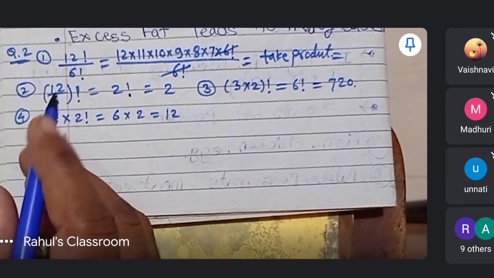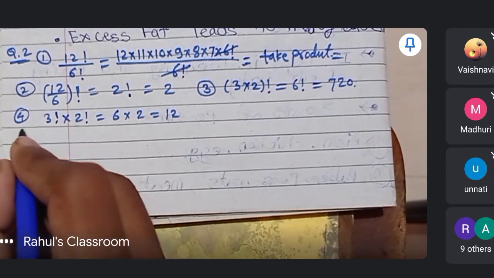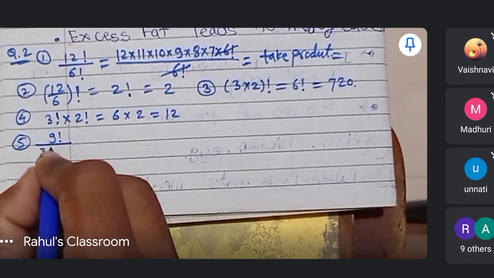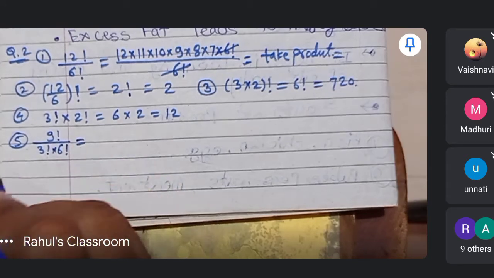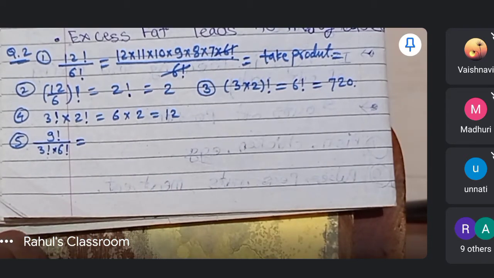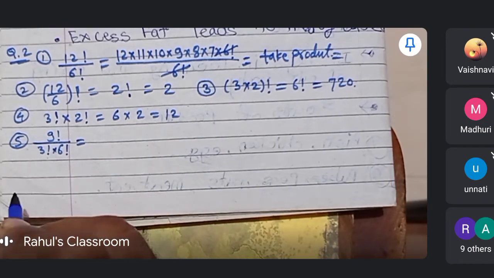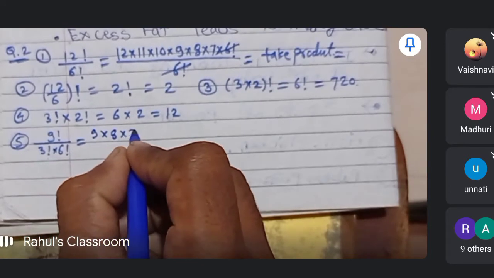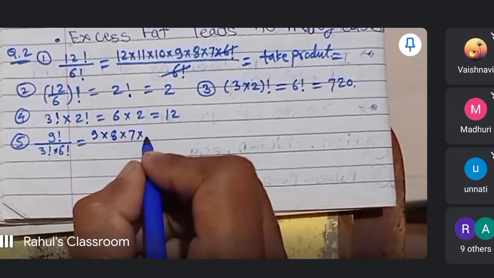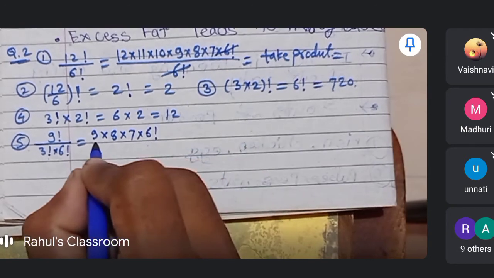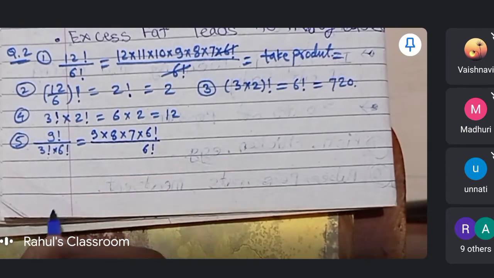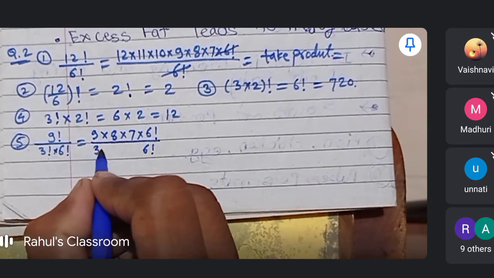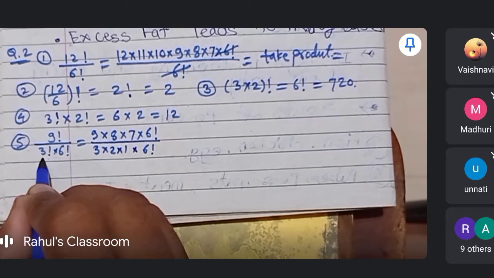नेक्स्ट एक्झाम्पल, एक्झाम्पल नंबर 5. Nine factorial upon 3 into 6 factorial. Factorial, exclamatory mark. It writes the natural numbers in descending order up to 1. अप टू 1 लिहित असताना आपल्याला पाहिजे तिथे सुद्धा आपण स्टॉप करू शकतो. डिनॉमिनेटर मध्ये 6 फॅक्टोरियल आहे म्हणून 6 फॅक्टोरियलला त्याला स्टॉप केलेला आहे. आणि 3 फॅक्टोरियल मीन्स 3 into 2 into 1. Or we can directly write 3 factorial means 6.